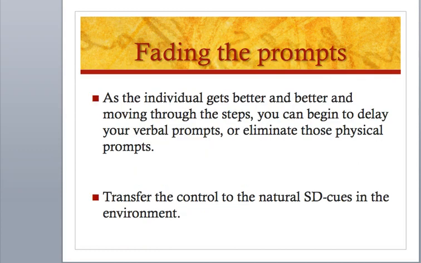Okay. Now, when you have these prompts, you will need to fade them. We really want the immediate consequence of one of the ABC units to serve as the antecedent for the next ABC unit in each chain. So as the individual gets better and better moving through the steps, you can start to delay your verbal prompts or eliminate physical prompts, and you can transfer control to the natural discriminative stimuli or to the natural cues or antecedents for the next behavior that are in the environment itself.